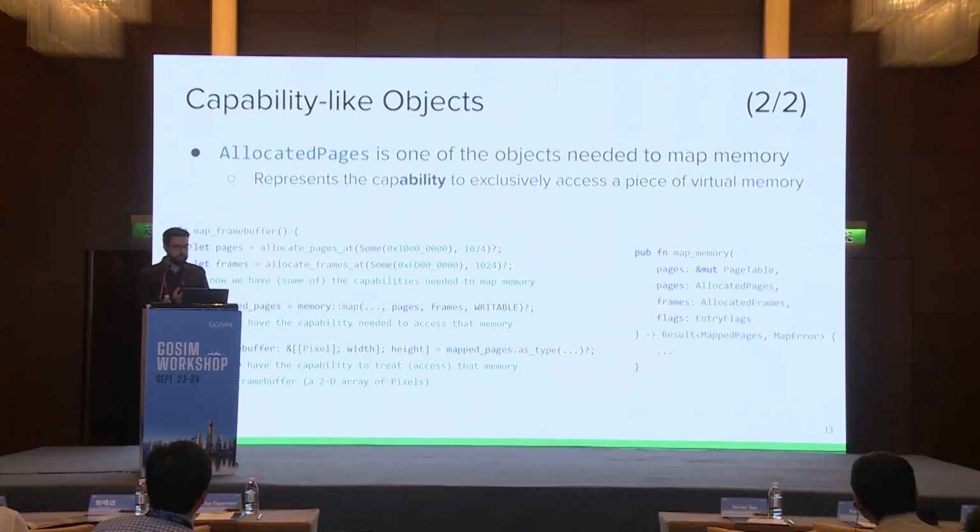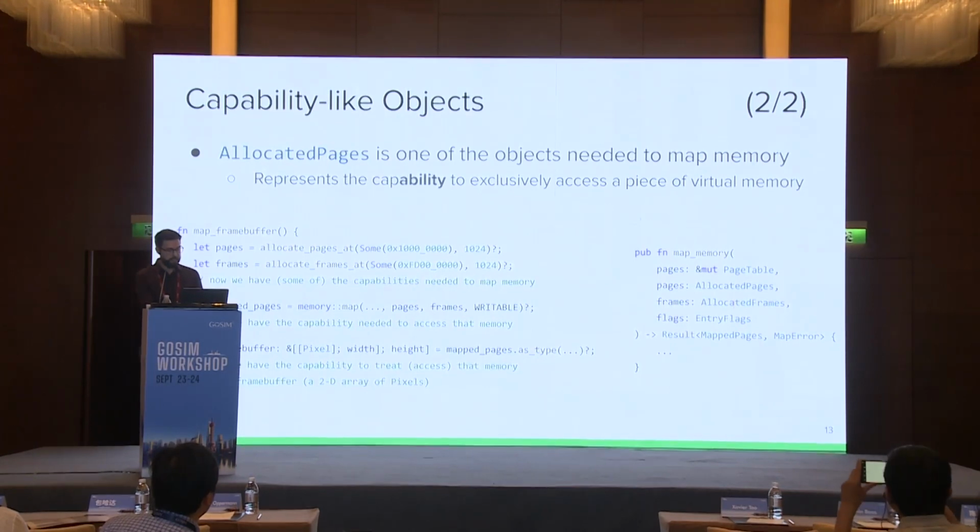And as I already sort of alluded to, the allocated pages type is one of several types needed to actually map memory. And only once you've mapped memory can you do something with it, right? Access it, write to it, something like that, right? So I have a very simple example here of some simplified code that would be used to map a frame buffer, right? So then we could draw something onto the screen. In this case, we're allocating a series of 1024 pages and frames, mapping them together, right?